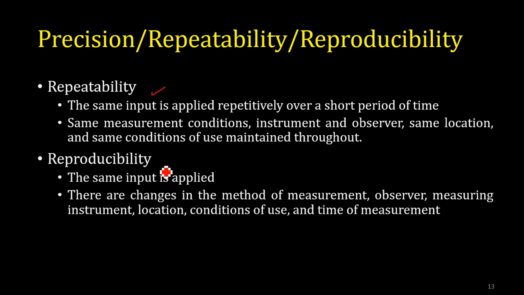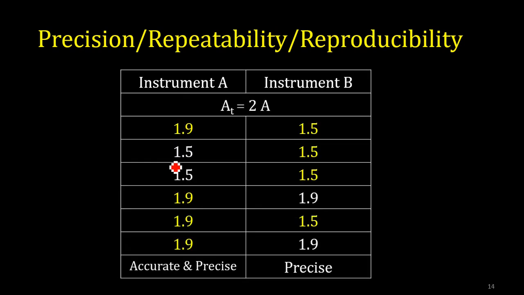Now can you say that it is reproducible? The result is reproducible for a particular instrument. Say the input is the same, but there are changes in the method of measurement. Say the observer might change, or the particular instrument might be replaced with another of the same kind. Say the location, temperature, or time of measurement changes. Even if you do the measurement in the morning, evening, or night, if you are able to reproduce the same result, such a condition is known as reproducibility.